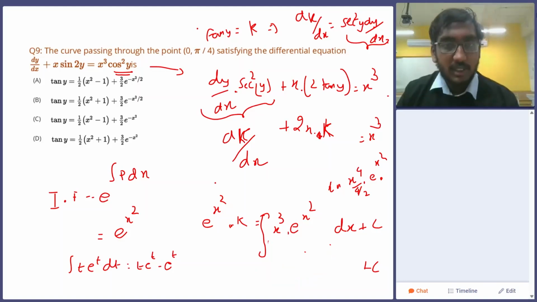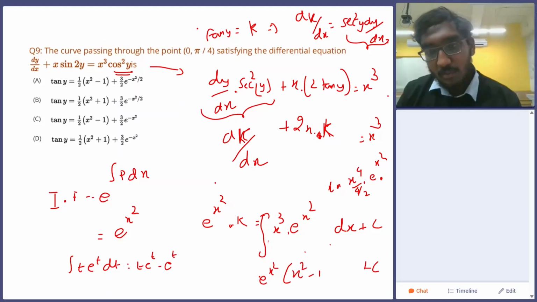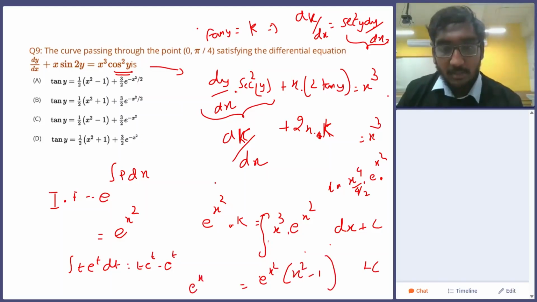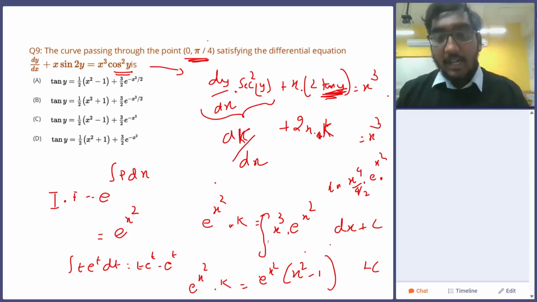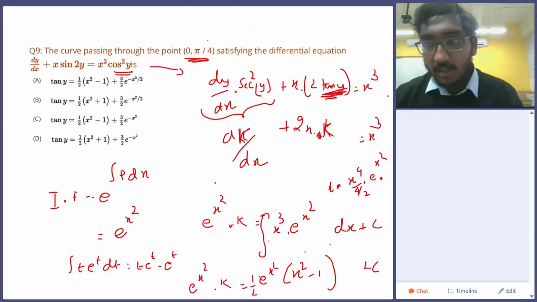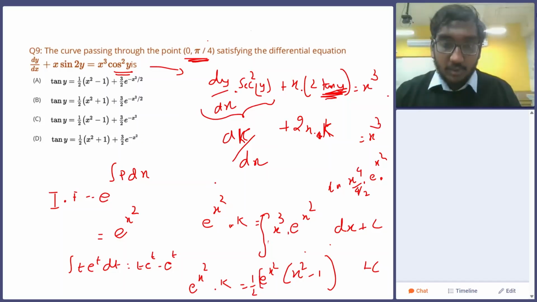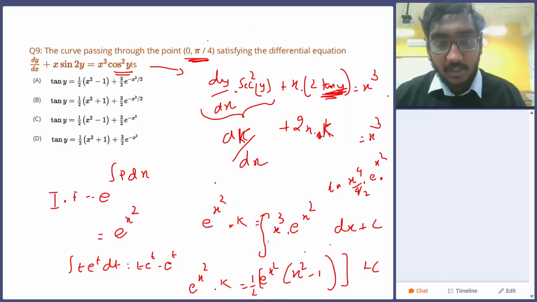So instead of t, we just replace it again as x square. e power x square into x square minus 1. Okay, this is what is the integral. And the left hand side, it is what? e power x square into k. Okay, and there was a half over here, right? We just multiplied and divided by 2 to make 2x dx as dt, right? This half is also there, okay? So what you can do is you can divide this expression throughout by e power x square. Okay, so what will you be getting?